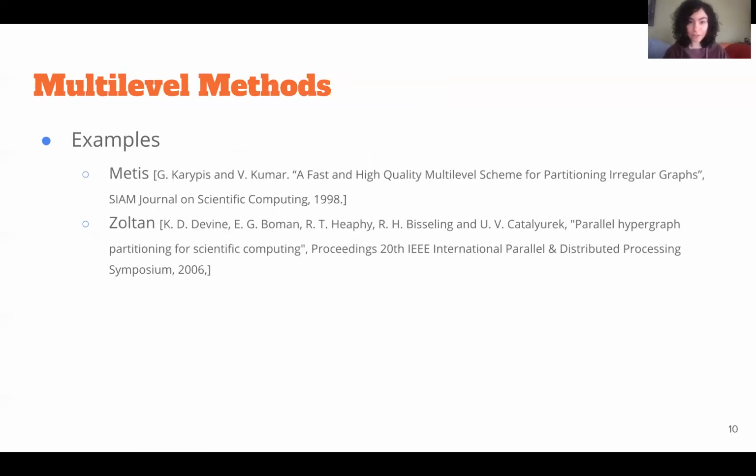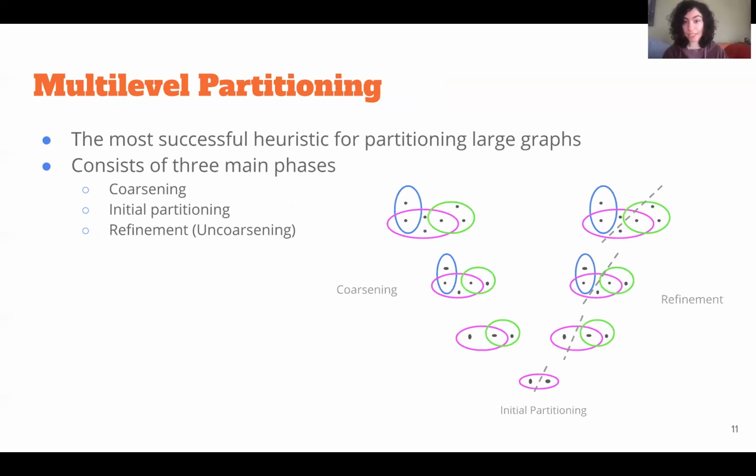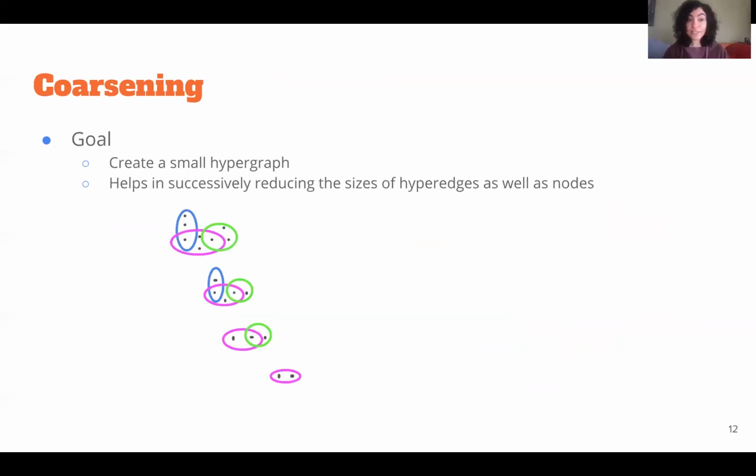So let's start with the multi-level method. There are many examples of this method in the real world, such as Metis and Zoltan. It is the most successful partitioning heuristic for partitioning large graphs, and it consists of three phases: coarsening, initial partitioning, and refinement. In coarsening, we iteratively merge nodes of a hypergraph to get a small enough hypergraph where we can run an initial partitioning on that. From there, we go back to the original size hypergraph while running a refinement algorithm on these partitions to refine the partitions.